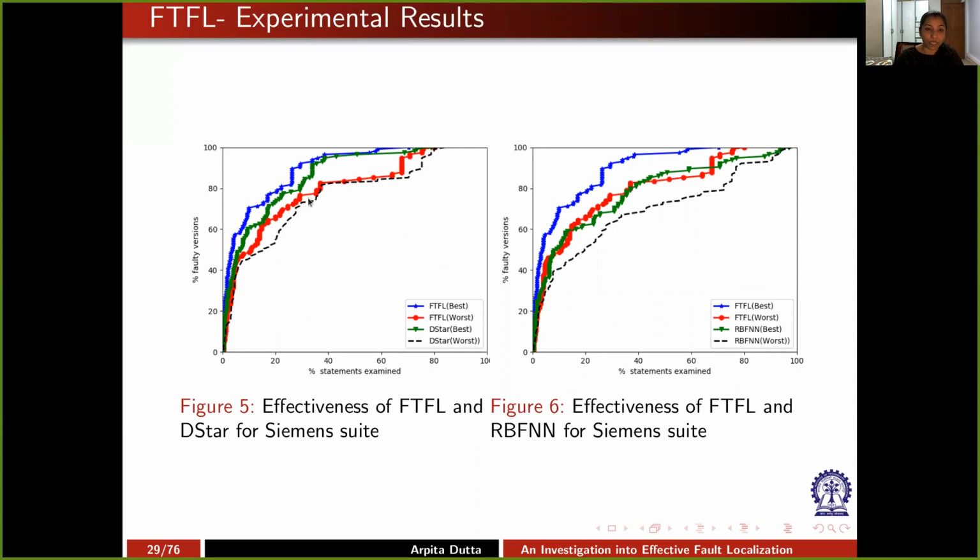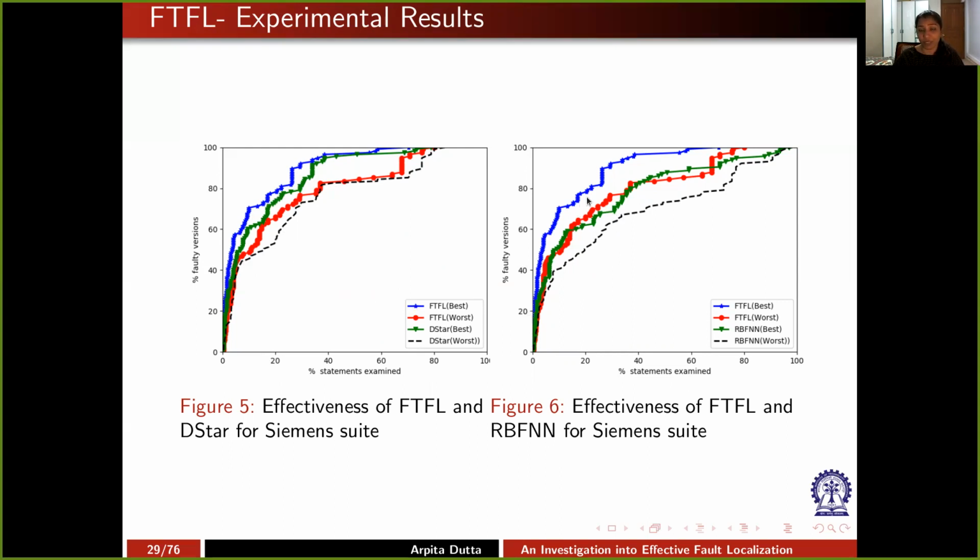Now when we observe the results, this is a line plot which shows the effectiveness of FTFL and D-star, which is a state-of-the-art fault localization technique. We can see in the line graph that the x-axis shows the number of statements examined, and the y-axis shows, by examining this percent of statements, how many faulty versions are getting localized. So we can see this blue line FTFL is above this green and black line, which means that our method is outperforming.